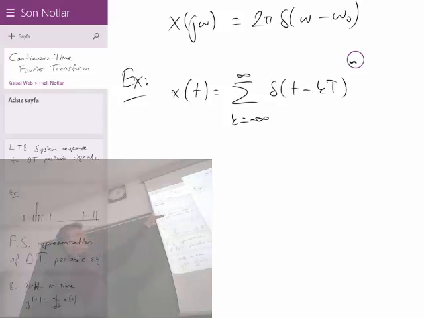This signal is a periodic impulse train. It is also known as an impulse train. Periodic impulses. How much are they separated? What is the separation between two impulses from this formula? Capital T. They are separated by capital T. The first one is at 0, then at capital T, at 2 capital T, 3 capital T, and to the left hand side at minus capital T, minus 2 capital T, etc. So it's a periodic impulse train, and the convolution was related with this one.